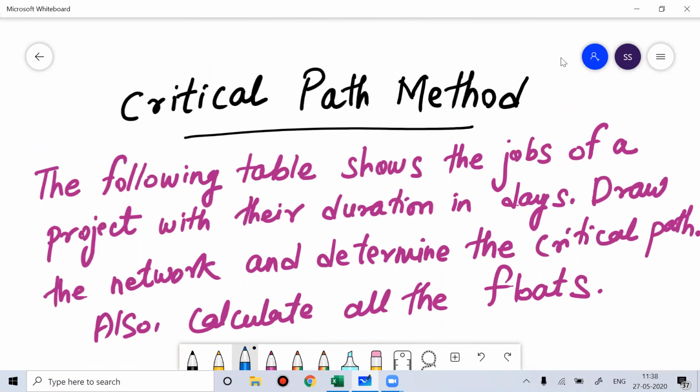Today in this session, I'll teach you critical path method. Critical path method is very important when we talk about project.